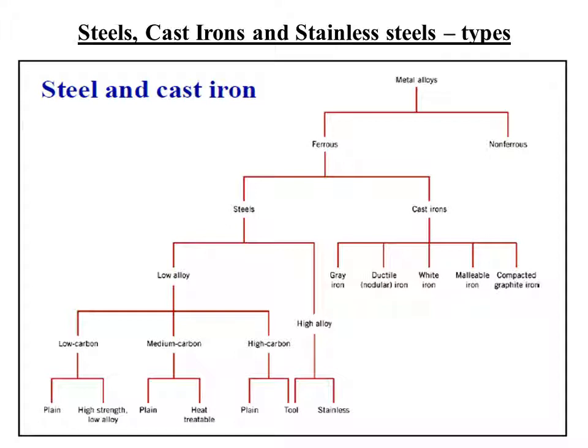Low carbon is again plain and high strength, low alloy. Medium carbon is plain carbon, and it can be heat treated. High carbon is plain and it becomes tool steel. High alloy steel becomes stainless steel. So these are the different types of iron carbon alloys, depending on the percentage of carbon added to iron.